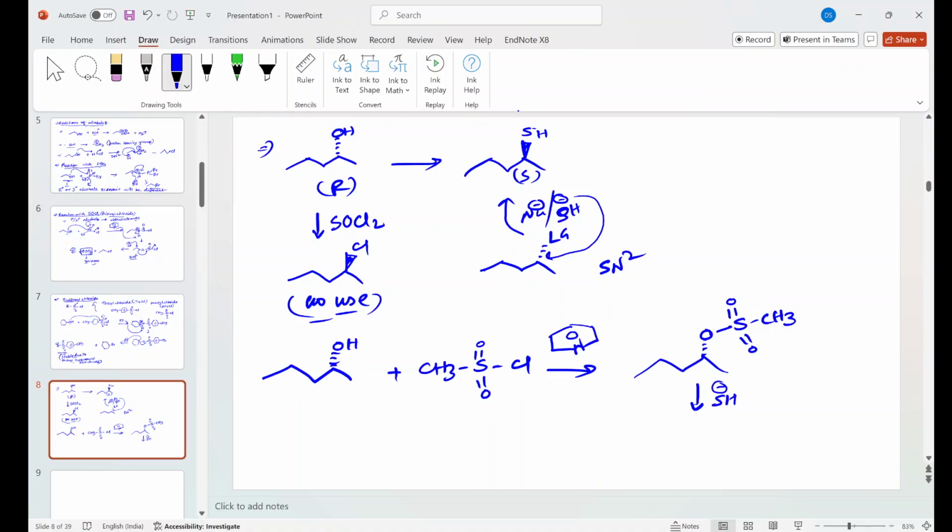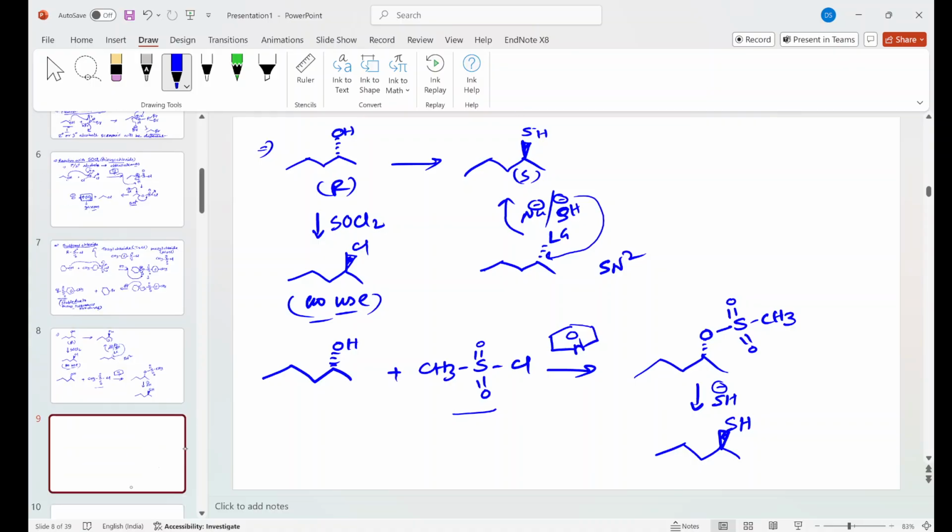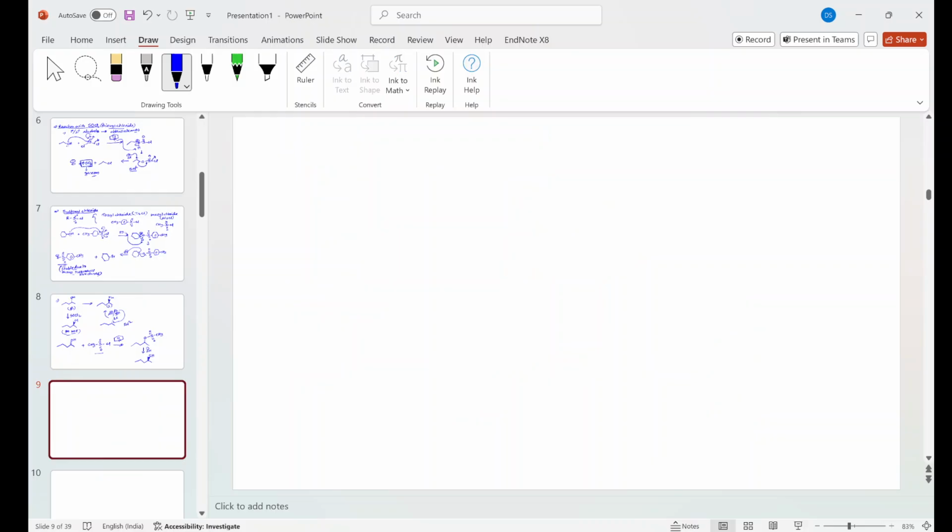If you attack with a nucleophile in this case, you will get similar stereochemistry, not the opposite one, your desired stereochemistry. So for the intermediate, if you use these tosyl or mesyl groups, you can have similar stereochemistry from your starting material. So that depends on your desired product and how you can utilize it. Let us move further from here.